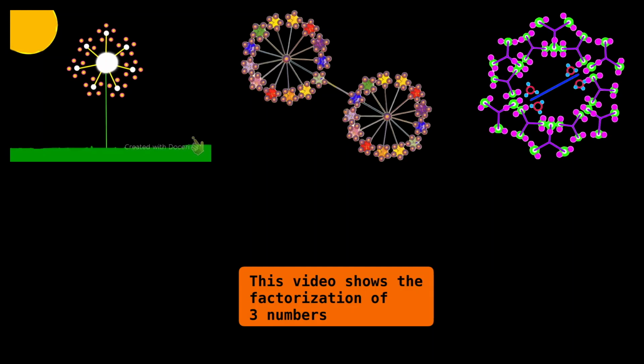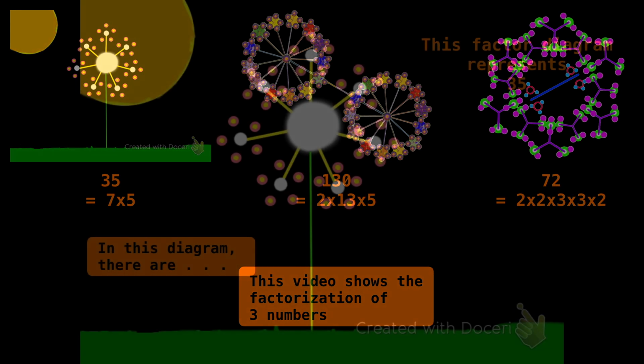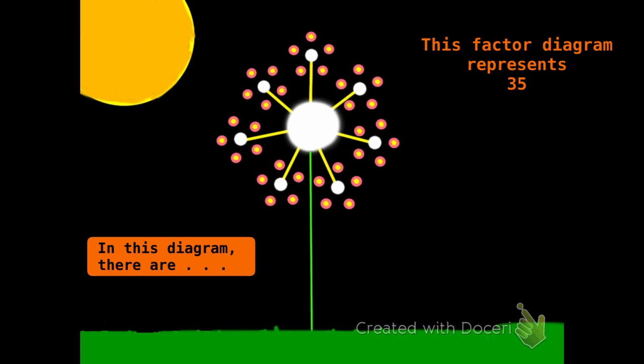This is the analysis of three factorization diagrams. 35, which is 7 times 5, 130, which is 2 times 13 times 5, and 72, which has 5 factors. First one, this is 35.